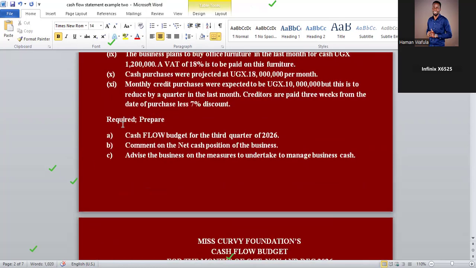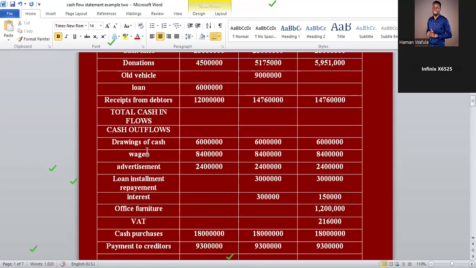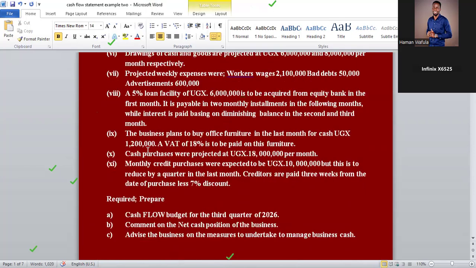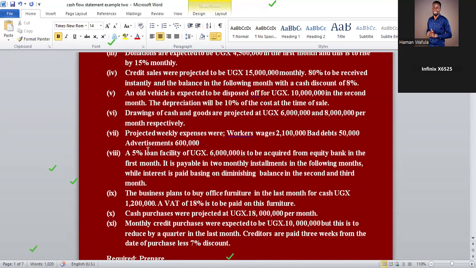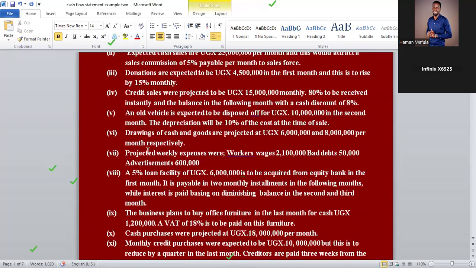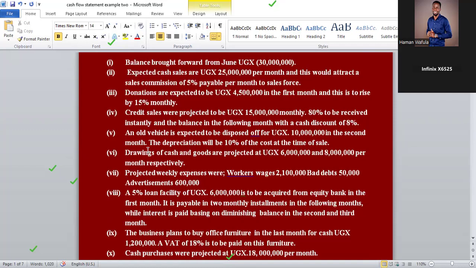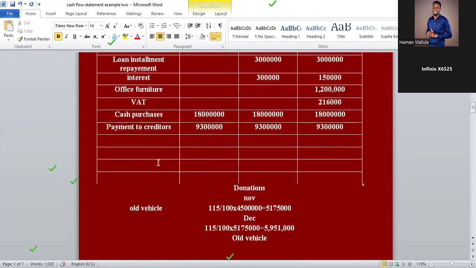Then I think that's all. Ziweddeyo. It's done. The outflows are also done. The inflows are done. Because kyetubadde twerabidde mu outflows, sales commission yeno. Sales commission. So sales commission is also an outflow.